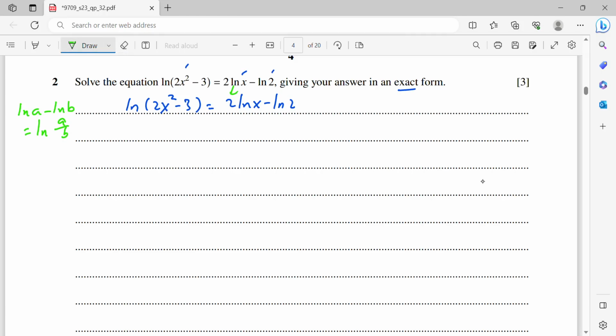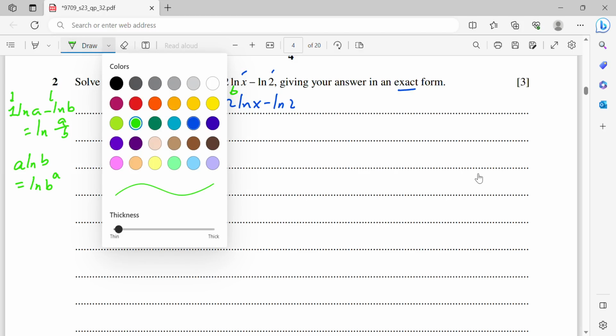And then you see the 2 here. But for your information, if you need to use this formula, make sure the coefficients for both terms are 1. Here is 1, this is also 1. But then when you look at the first term on the right hand side, the coefficient for ln x is 2. So I have to apply another formula. A ln B is going to be ln B to the power of A.